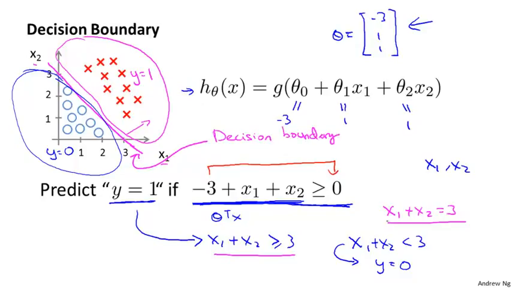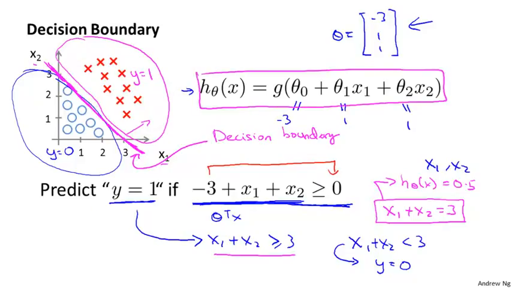And concretely, this straight line, x1 plus x2 equals 3, corresponds to the set of points where h of x is equal to 0.5 exactly. And the decision boundary, that is this straight line, is the line that separates the region where the hypothesis predicts y equals 1 from the region where the hypothesis predicts that y is equal to 0. And just to be clear, the decision boundary is a property of the hypothesis, including the parameters theta 0, theta 1, theta 2.